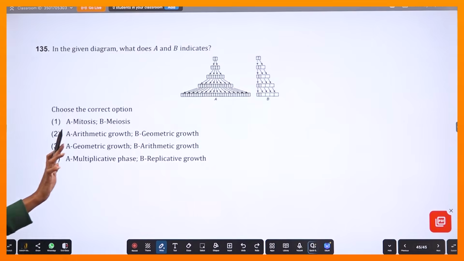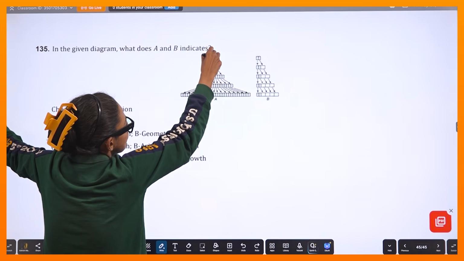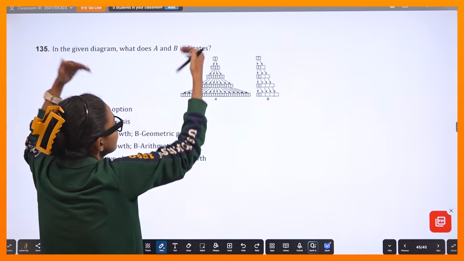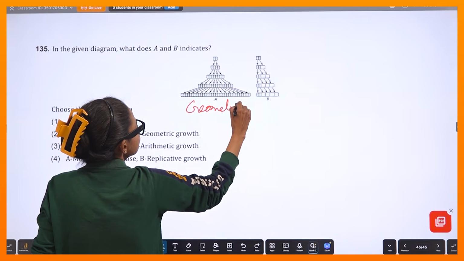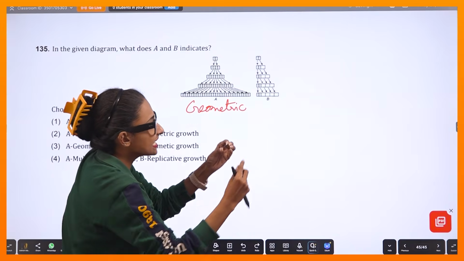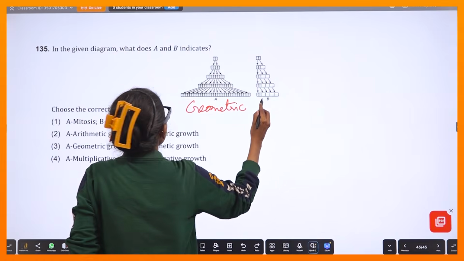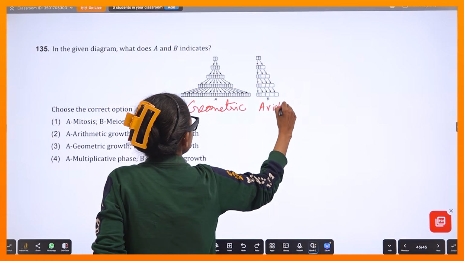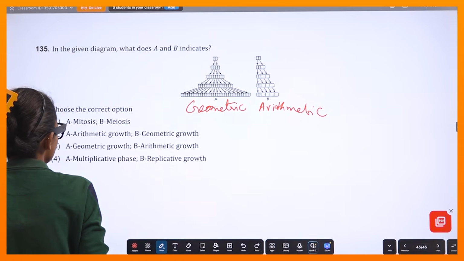All right, we are almost at the end. So last question. What do A and B indicate? You can see from the second cell to more. So this is geometric growth rate. Here you see every time one cell is added. So this is arithmetic. Correct? So geometric growth rate and arithmetic growth rate.